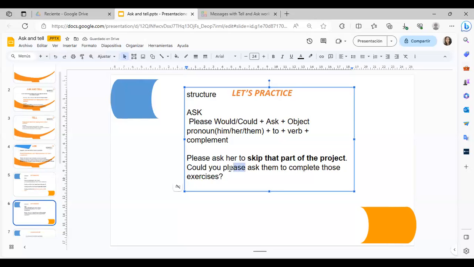And in here, you are adding the word please. You can also add the word please to make it a little more formal or more polite. You can say, could you please ask them? Or only, could you ask them? You can use both, but this is optional, right? So very good, David, thank you.